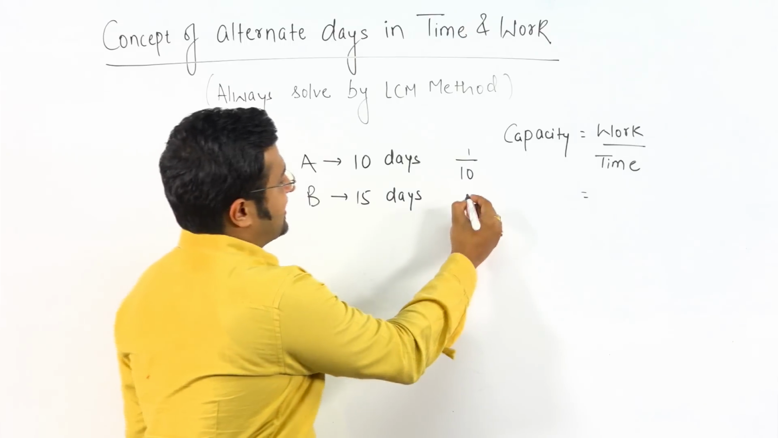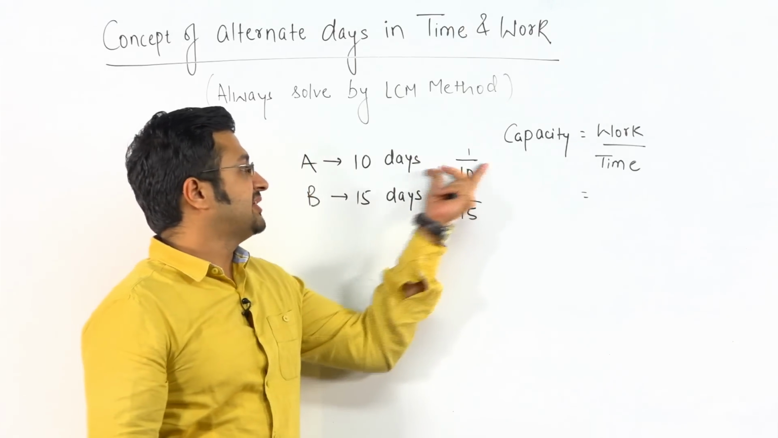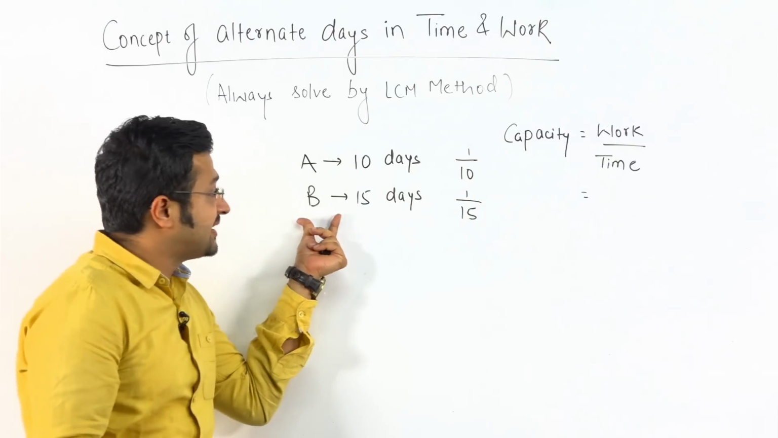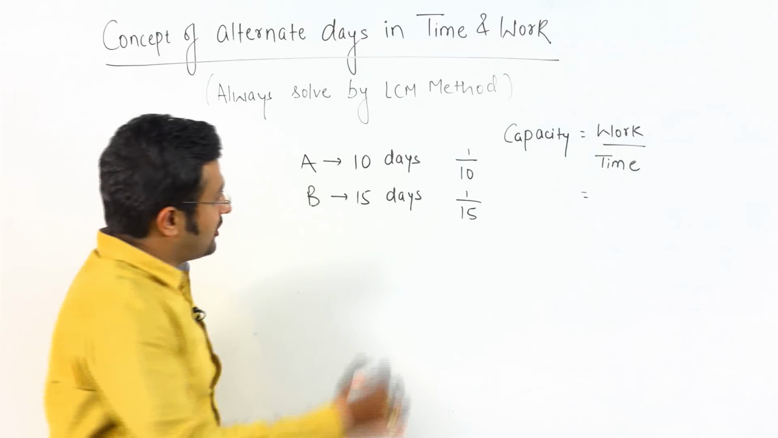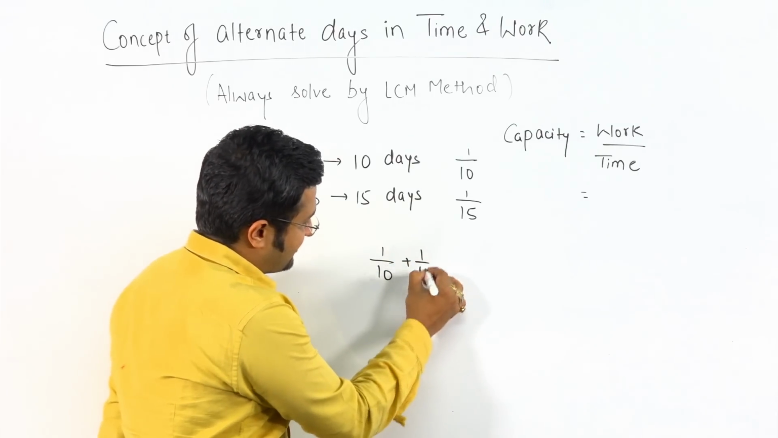What is the capacity of the other person? 1 by 15. So 1/10 of the work is completed by A in 1 day. 1/15 of the work is completed by B in 1 day. So if they work together in 1 day, they will complete 1 by 10 plus 1 by 15.